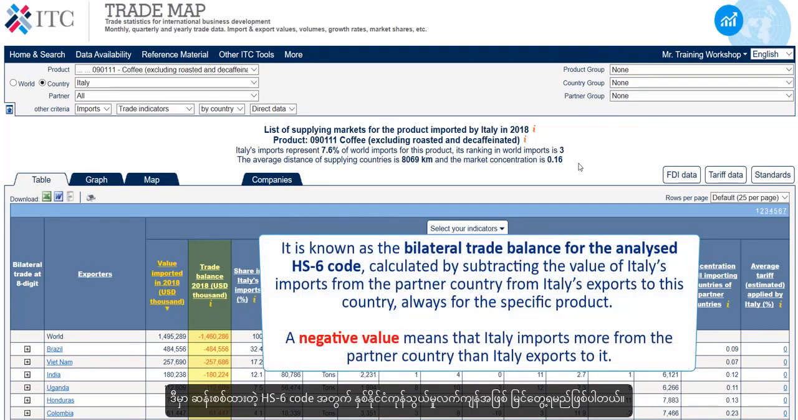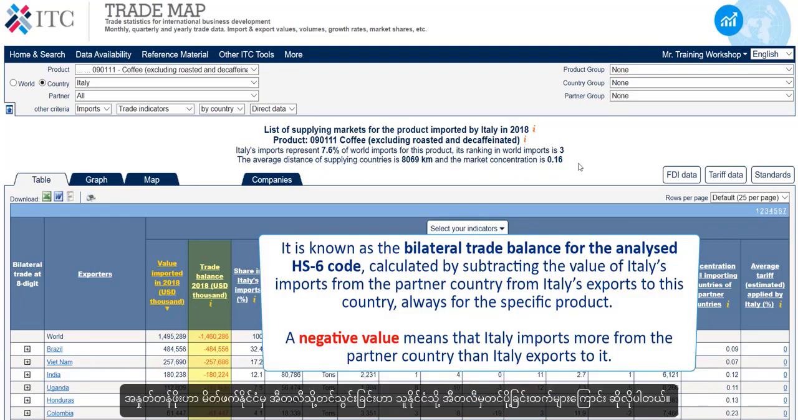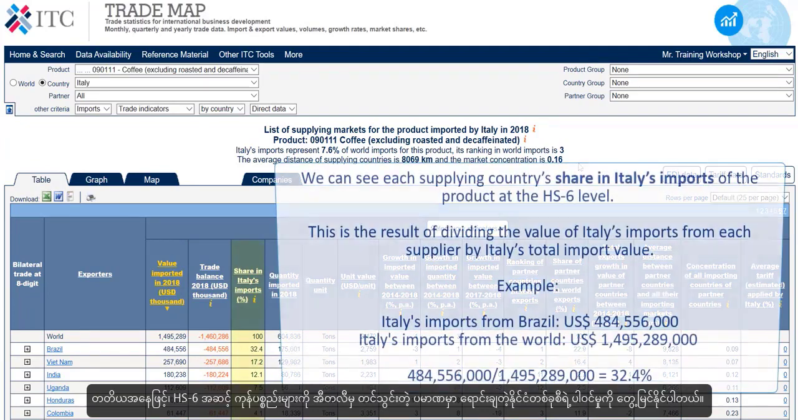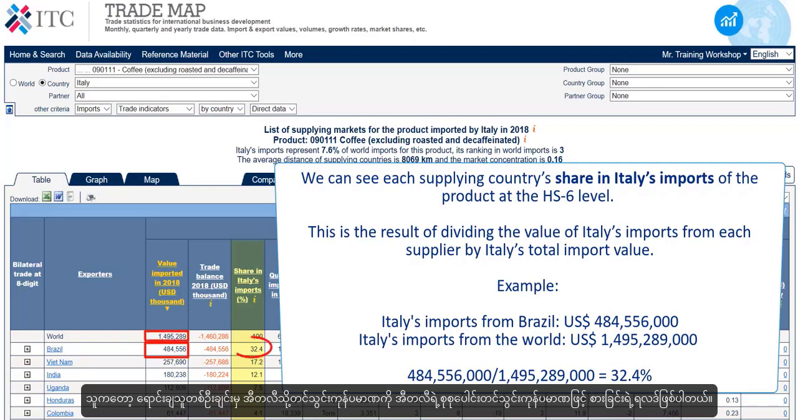It is known as the bilateral trade balance for the analyzed HS6 code, calculated by subtracting the value of Italy's imports from the partner country from Italy's exports to this country, always for the specific product. A negative value means that Italy imports more from the partner country than Italy exports to it. Thirdly, we can see each supplying country's share in Italy's imports of the product at the HS6 level. This is the result of dividing the value of Italy's imports from each supplier by Italy's total import value.